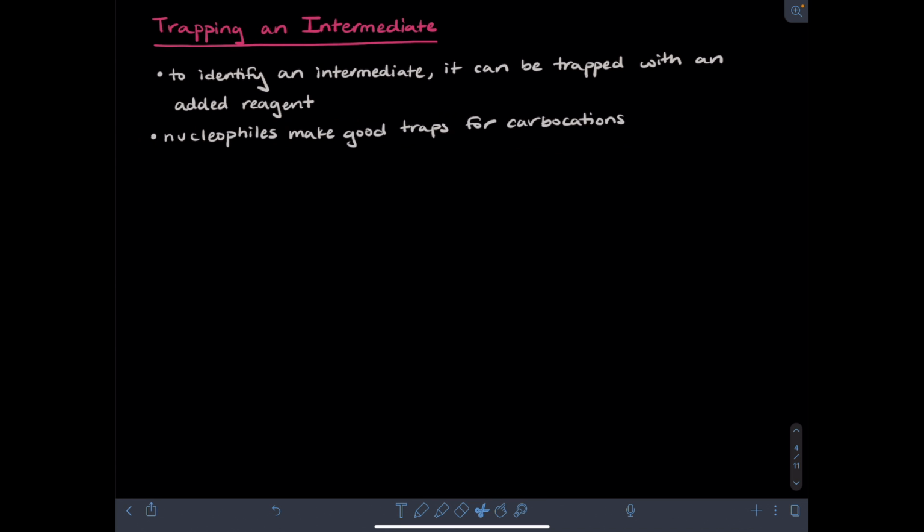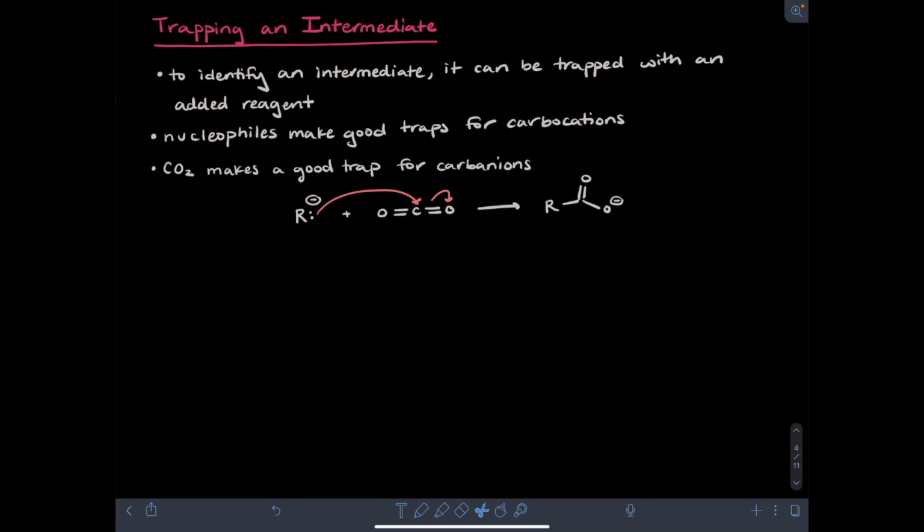The nucleophile could attack the carbocation to give a substitution product. A good reagent for trapping a carbanion, if it forms, is carbon dioxide. Carbanions are good nucleophiles, and the carbon of the CO2 molecule is electrophilic. If a carbanion is formed in a reaction where there is carbon dioxide present, those will react with each other to generate a carboxylate anion.